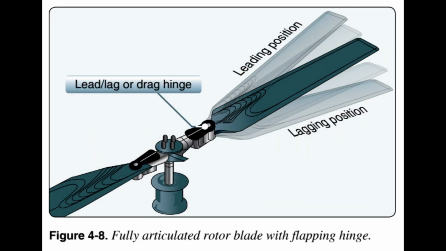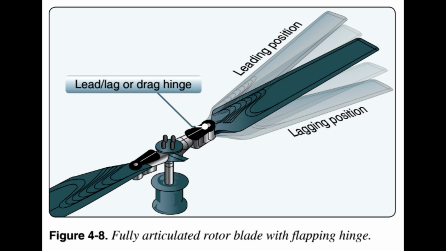As the lift on a given blade increases, it tends to flap upwards. The flapping hinge for the blade permits this motion and is balanced by the centrifugal force of the weight of the blade, which tries to keep it in the horizontal plane. Figure 4.8. Either way, some motion must be accommodated.